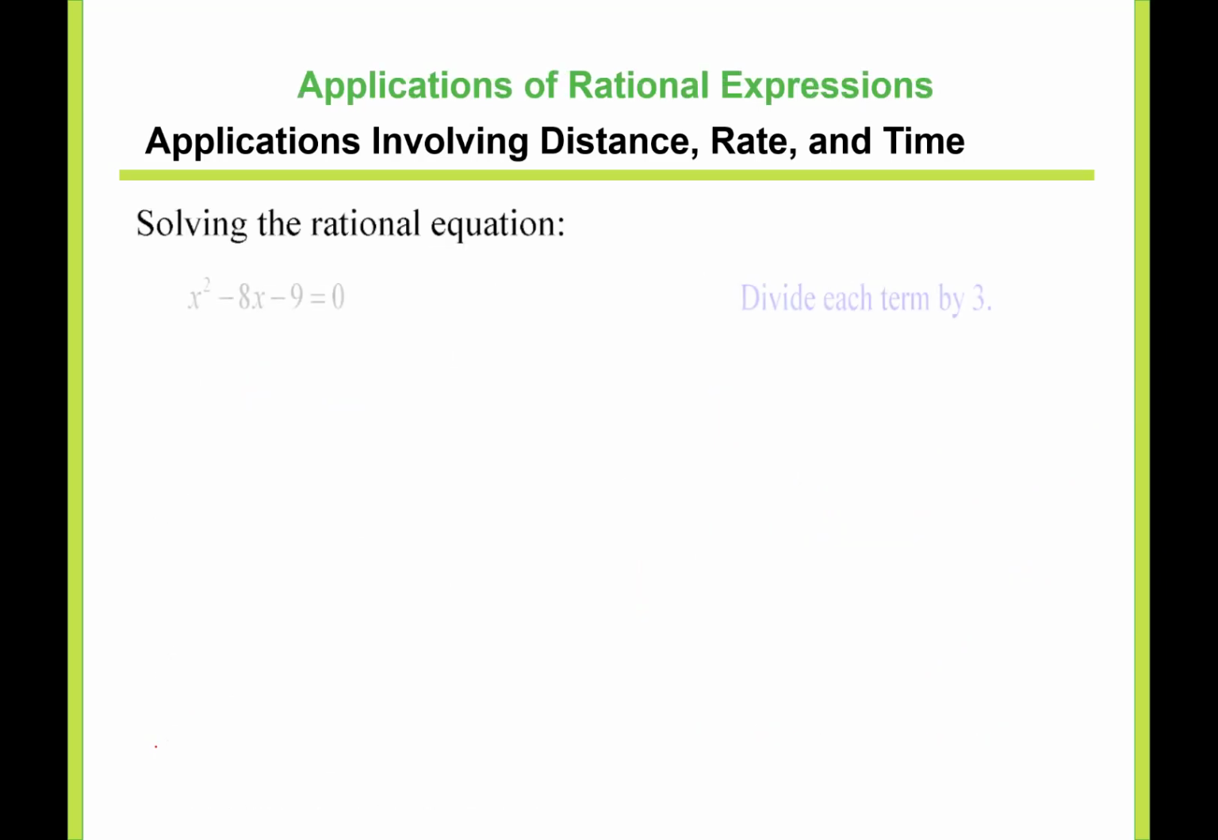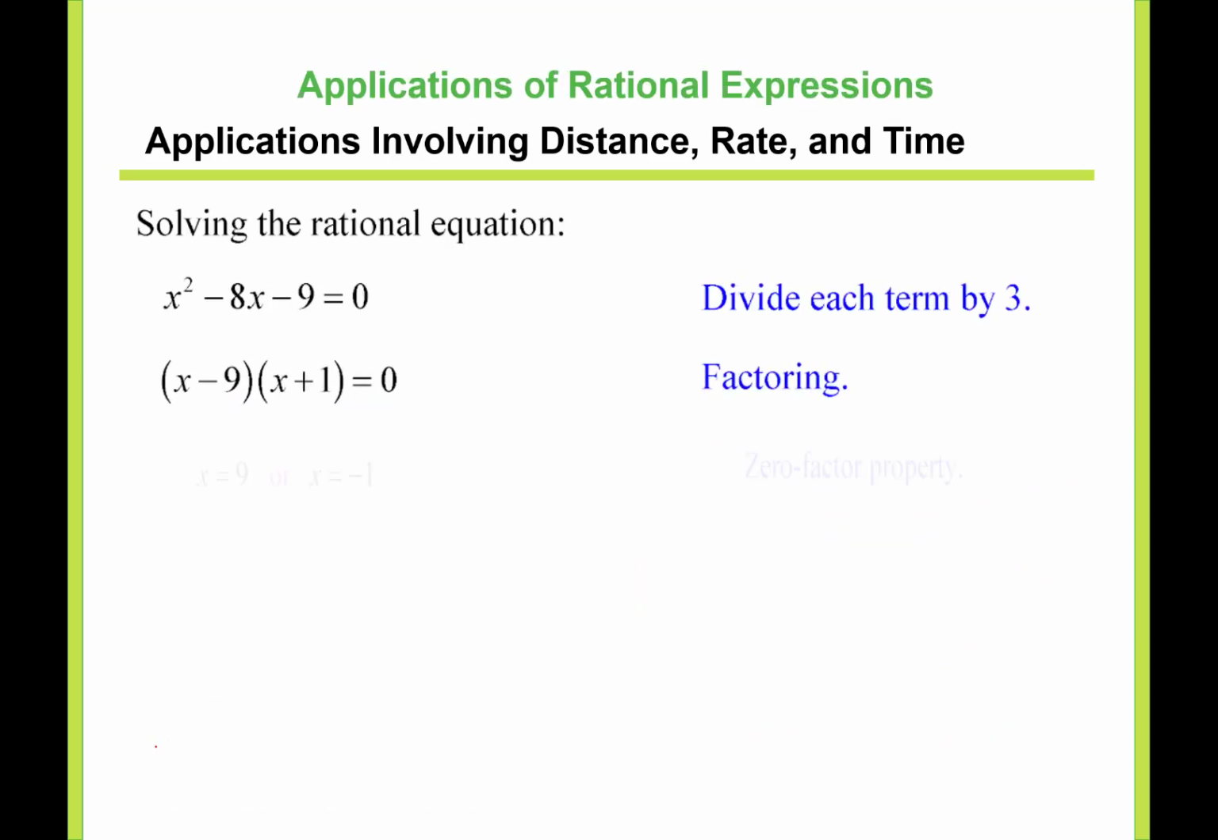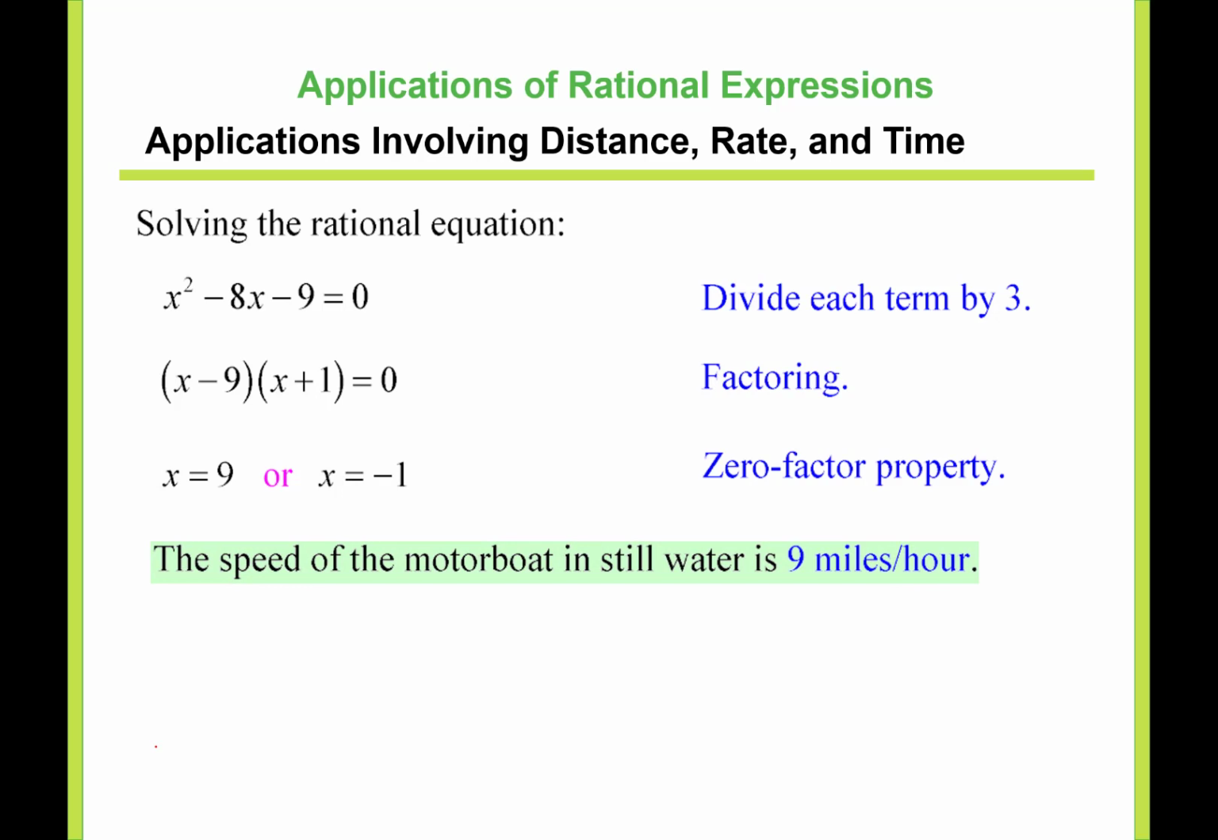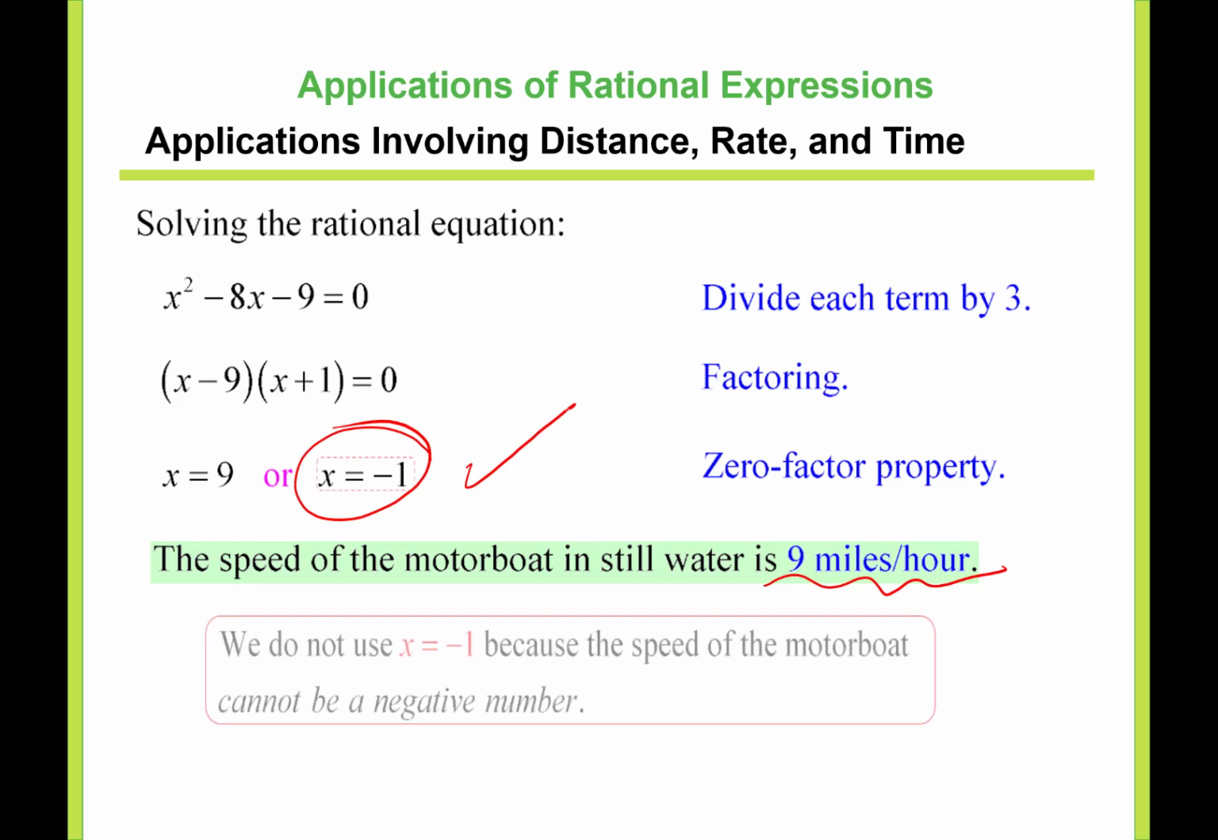So factoring that, we're going to get x equal to 9 and x equal to negative 1. So the speed of the motorboat in still water is going to be 9 miles per hour, because obviously we can't have a negative speed there for that particular problem. So that is that for that application problem. Pretty easy, right? Once you understand the basics and once you can actually work through those problems.